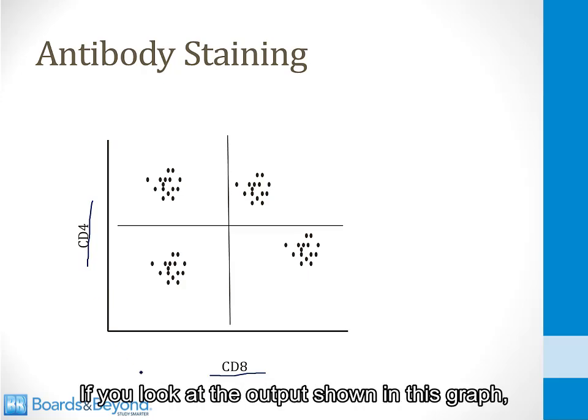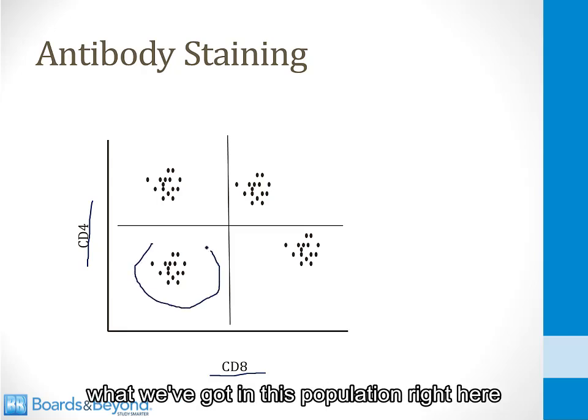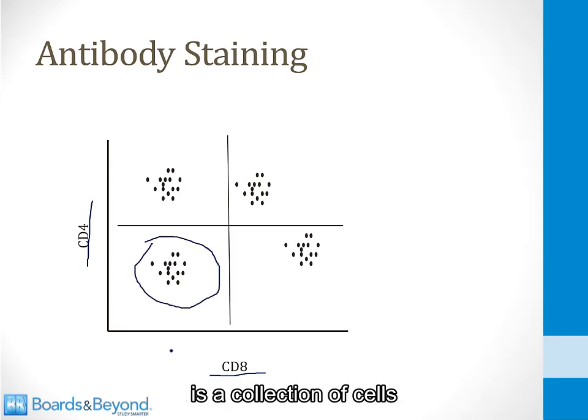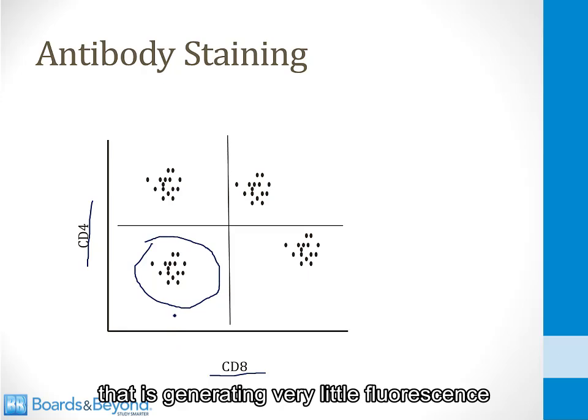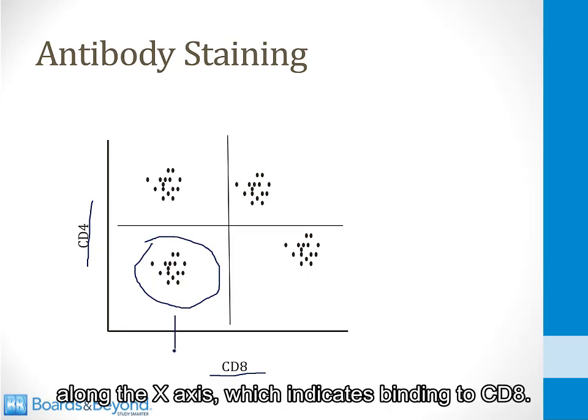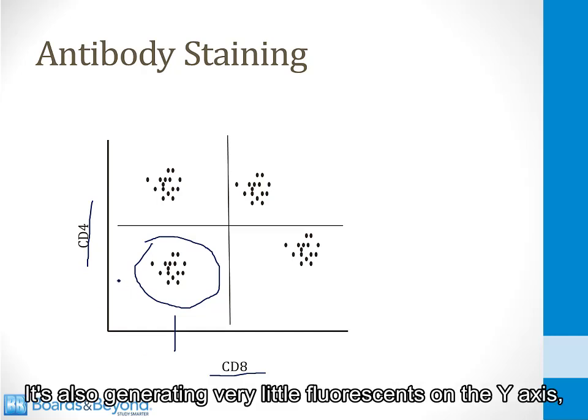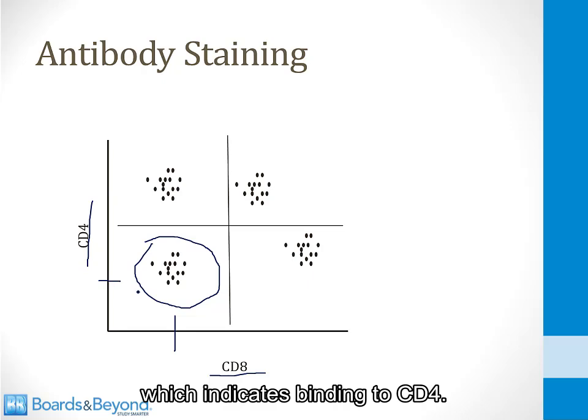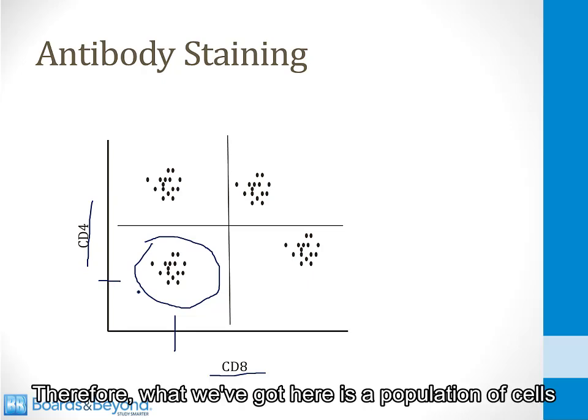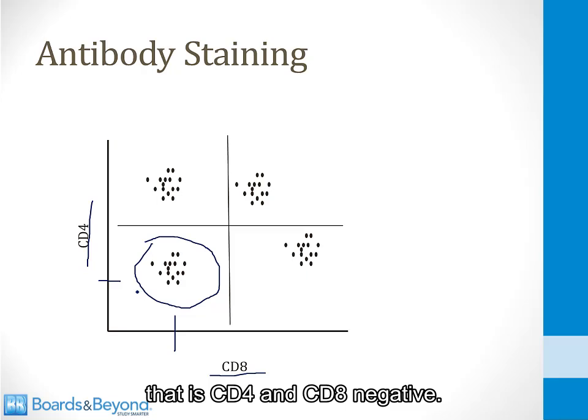If you look at the output shown on this graph, what we've got in this population right here is a collection of cells that is generating very little fluorescence along the x-axis, which indicates binding to CD8. It's also generating very little fluorescence on the y-axis, which indicates binding to CD4. Therefore, what we've got here is a population of cells that is CD4 and CD8 negative.